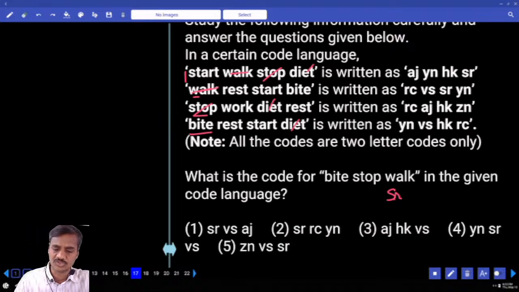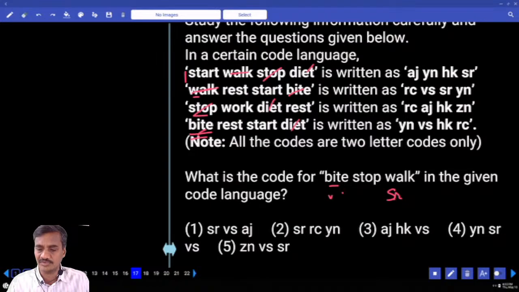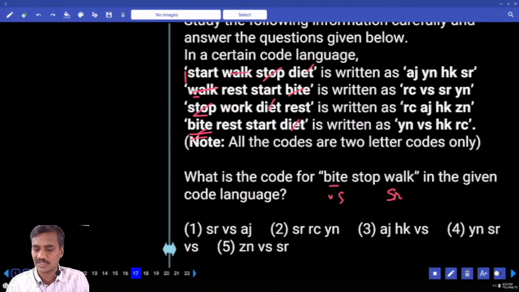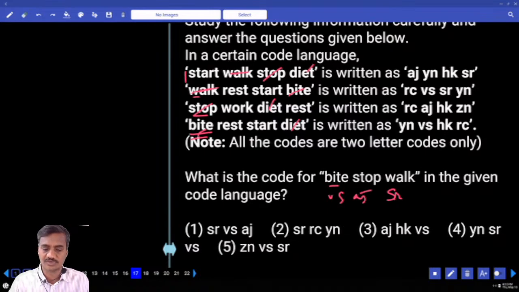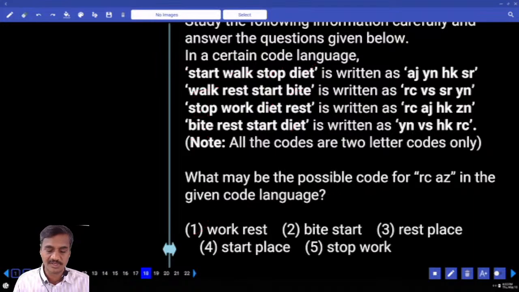Now here between these two, what is the other code? Bite is the only word here, and bite is common between the second and the third, isn't it? What is common here? YN, VS, HK. And HK is common in all the three, isn't it? And the code for this one will be VS, and VS and stop will be AG. So what is the code we have? That is the choice.